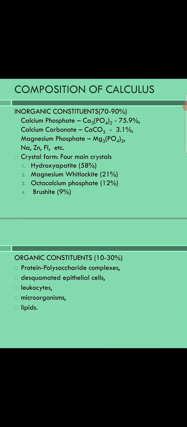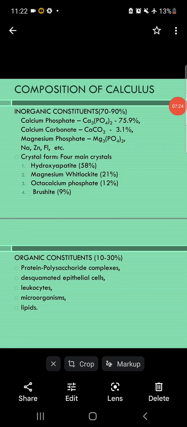Now in the inorganic constituent, there are 4 main crystalline forms. Hydroxyapatite crystal constitutes 58%, meaning the most common type of crystalline form is hydroxyapatite. Then magnesium whitlockite is 21%, third is octacalcium phosphate, which is 12%, and brushite is 9%. These percentages are also important because in crystalline form, the most abundant is hydroxyapatite at 58%, then magnesium whitlockite, then octacalcium phosphate, and then brushite.